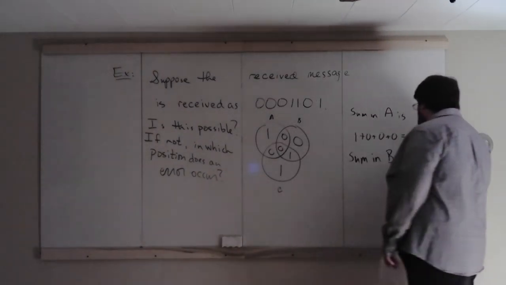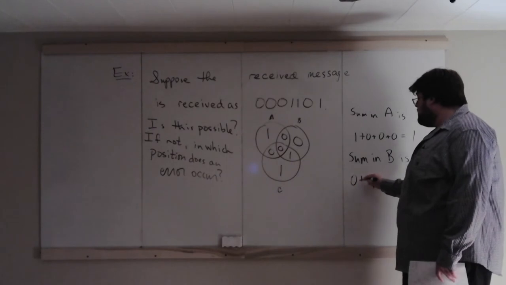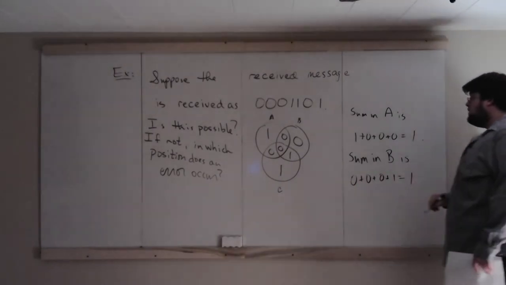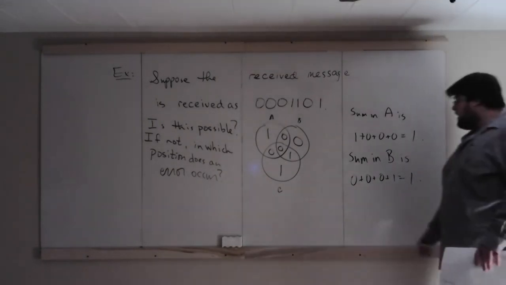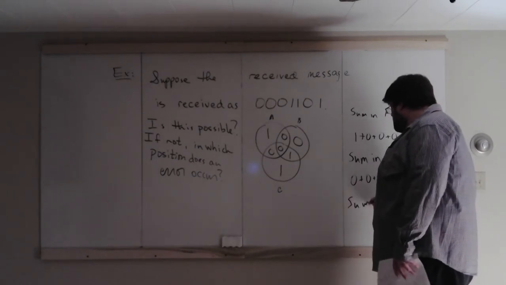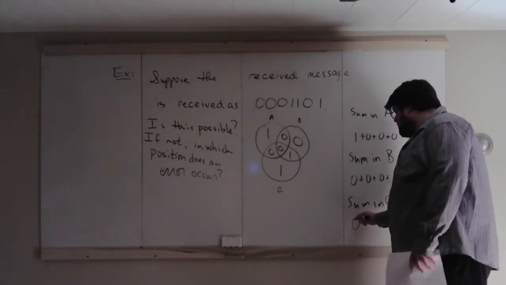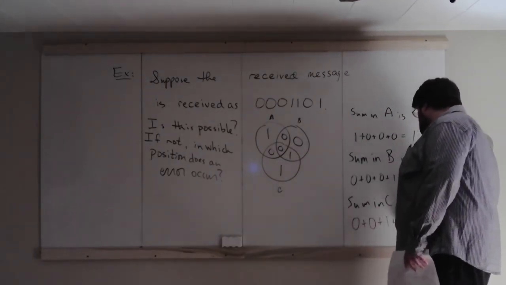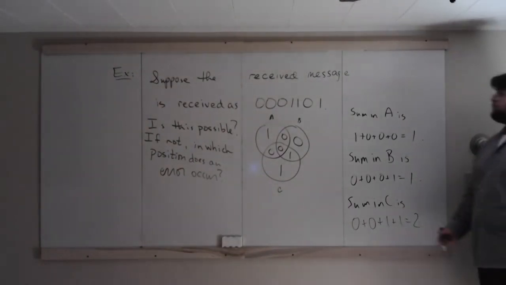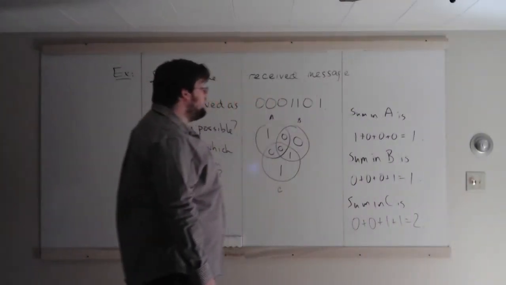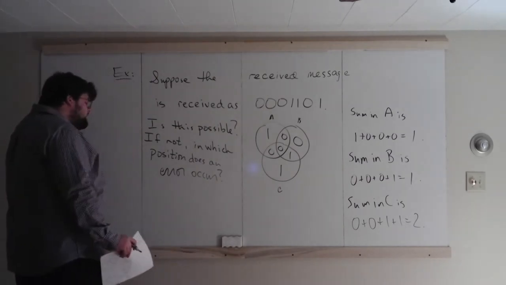So what's the sum in B? The sum in B, 0 plus 0 plus 0 plus 1, which equals 1. So right now, we know that there's an error in A and an error in B. But now let's see if there's also an error in C. The sum in circle C, 0 plus 0 plus 1 plus 1, which is 2, so from these computations, we know that an error occurred in A and an error occurred in B. I guess I should actually write down an answer.